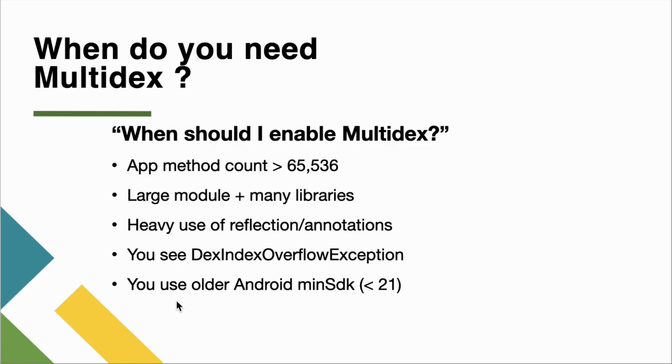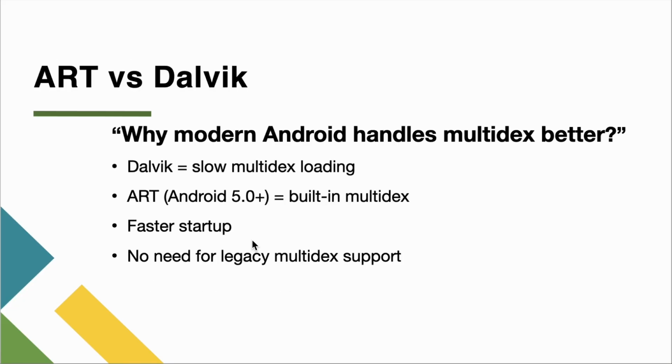For example, when the Android minimum SDK version is less than 21, or you see this kind of exception, or you're making heavy use of reflection or annotations. In all the scenarios where you're hitting more than 65k methods, and whenever you are getting any kind of these signals, that would be the place where you would need to enable MultiDex.